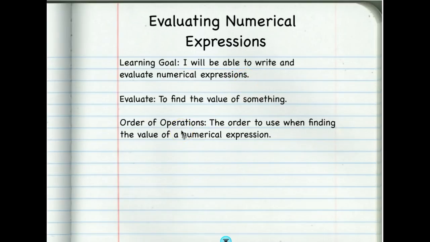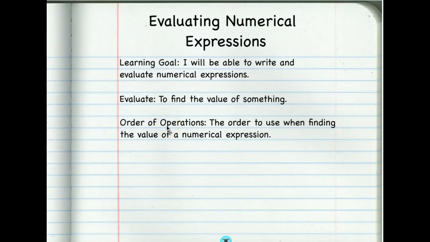So a couple of definitions we need to get an understanding of before we can move on is, first of all, to evaluate. What does evaluate even mean? So when we're evaluating something, that means we're finding the value of it. So when we're looking at these numerical expressions, we're going to be saying how much, what is it worth? How much is it? What is the value of it?